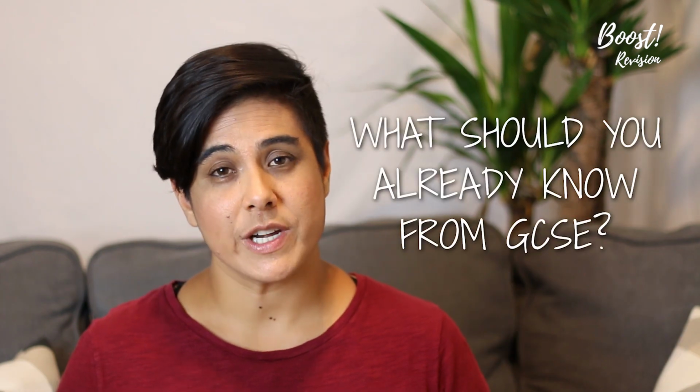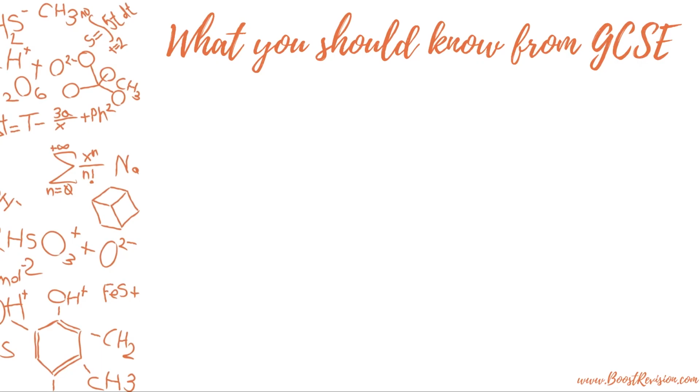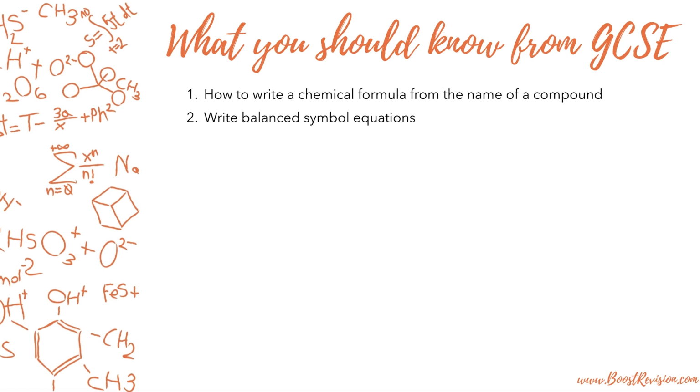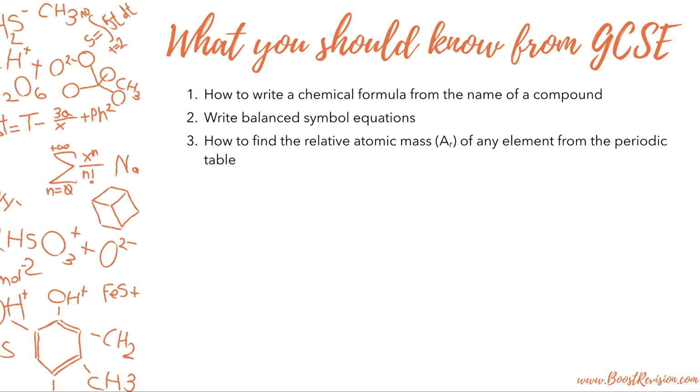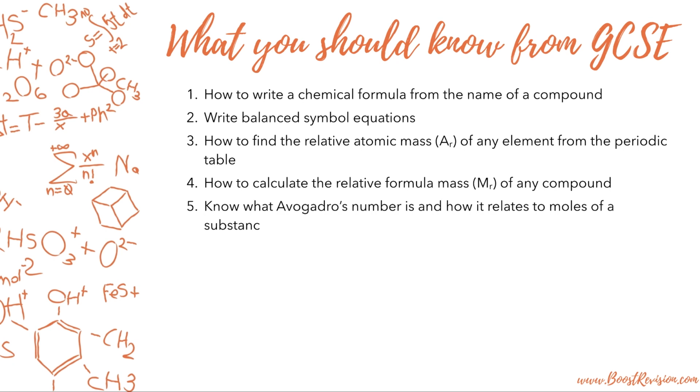So, what should you already know from GCSE? You should be able to write the chemical formula from the name of a compound, write balanced symbol equations, find relative atomic masses of the elements and relative formula masses of compounds, as well as know what Avogadro's number is. If you're not quite sure on any of the things I just mentioned, then I do suggest you go back to GCSE notes and make sure you're up to speed.